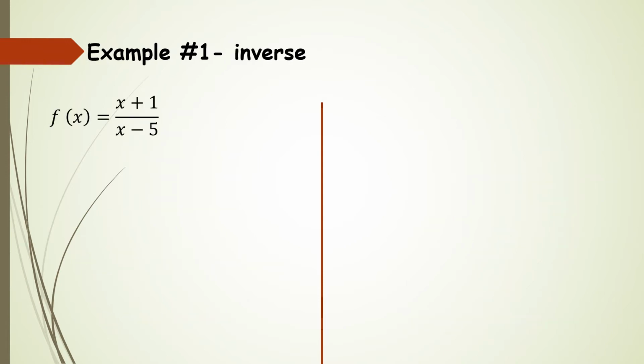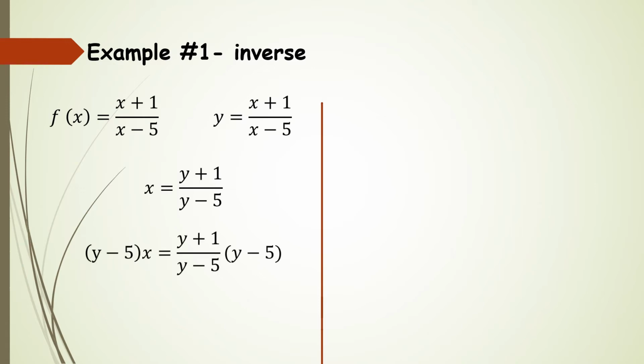Hanapin naman natin ang inverse ng ating given na f of x is equal to x plus 1 all over x minus 5. So, palitan lang uli natin ang f of x ng y. Magkakaroon tayo ng y is equal to x plus 1 all over x minus 5. We interchange the x and y variable. So, we have x is equal to y plus 1 all over y minus 5. Multiplying both sides by y minus 5.